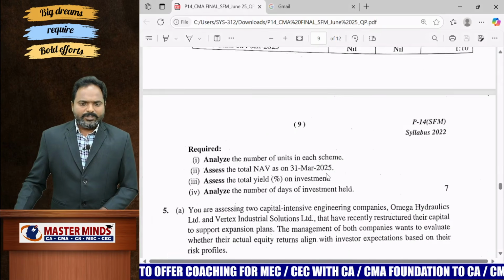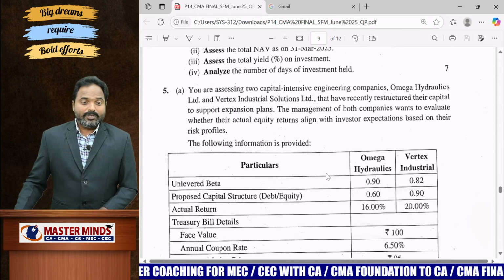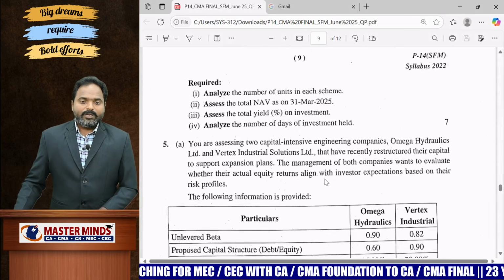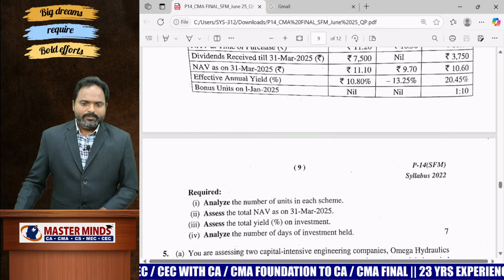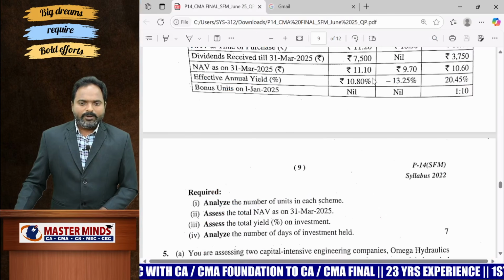And as it is, copy paste. Question number 4B from mutual funds chapter. Which chapter? Mutual funds. They are giving effective annual return. You have to calculate holding period. This is already there in our material, and as it is, the problem is also there.